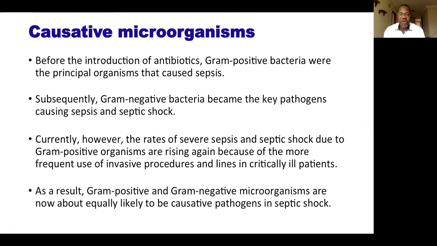Now, what are the common causative microorganisms? Initially, before the introduction of antibiotics, gram-positive bacteria were the commonest causes of sepsis. But subsequently, with antibiotic use, gram-negative became more common. Currently, we observe again that, with the use of invasive procedures, especially in critically ill patients, both gram-positive and gram-negative bacteria are commonly found to cause sepsis and septic shock.